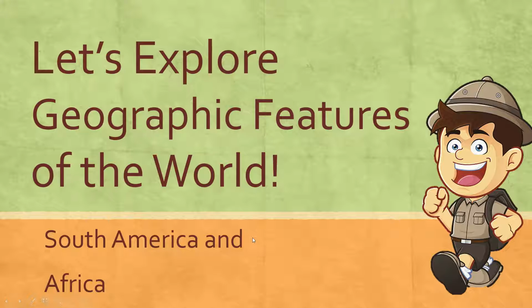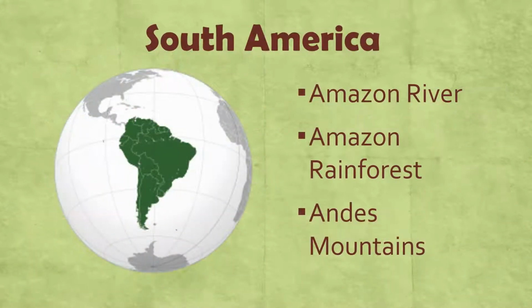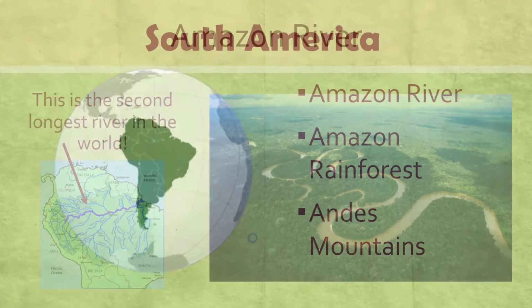So first up, let's take a trip to South America. In South America, we're going to find these three important geographic features, ones that we need to know, and they are the Amazon River, the Amazon rainforest, and the Andes Mountains.